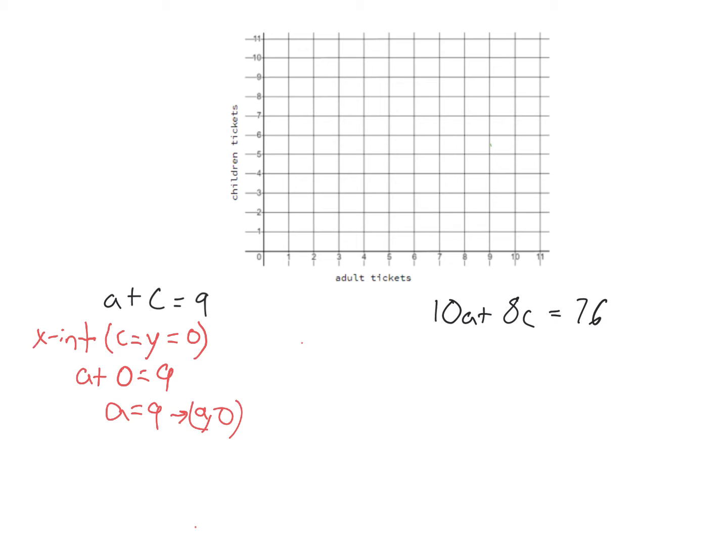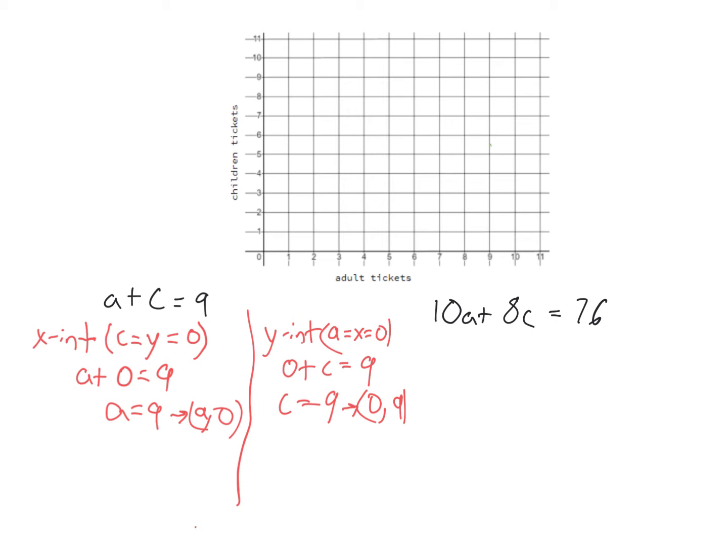Now I'm going to go ahead and find my y-intercept. My y-intercept for this equation, since I already found when c is 0, is going to be when a is 0, which is also my x value. So that means now it's going to be 0 plus c equals 9, and so c equals 9, which is the point 0, 9. Now, I can go ahead and graph this equation using those two intercepts.